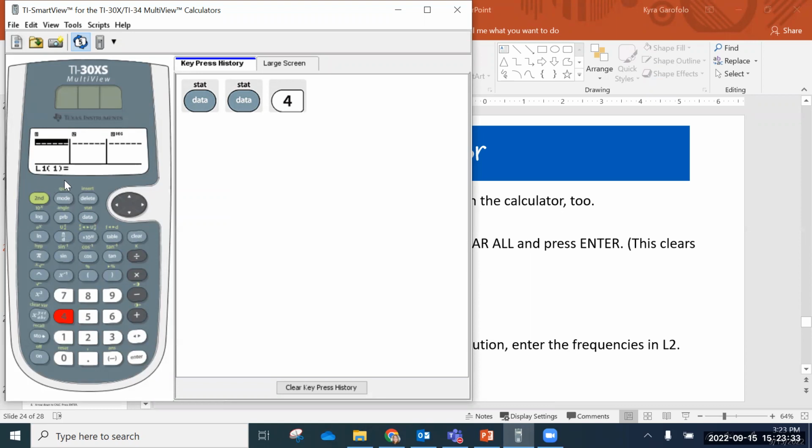If you have a frequency distribution, enter your data at L1 here for X values and your frequency over here. Then you're going to go into one variable stat. So you're going to press second stat, which is second data, and you want one variable stats. And that's going to show us how to get there. I'm going to quit this because it's going to be a lot easier for us to see with actual data here.